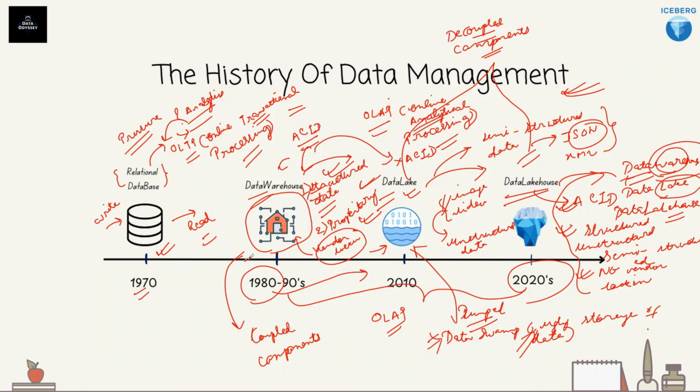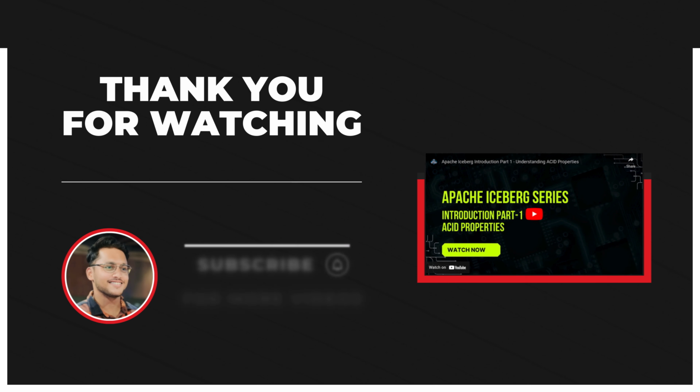Okay, so this is the entire journey of data management basically. So, in and around the 1970s, the relational database came, and in the 1980s, the data warehouse came into existence, and around 2010, the data lake came into existence, and in the 2020s, the data lakehouse came into existence. So, this is the bigger picture of the history of data management. Okay.